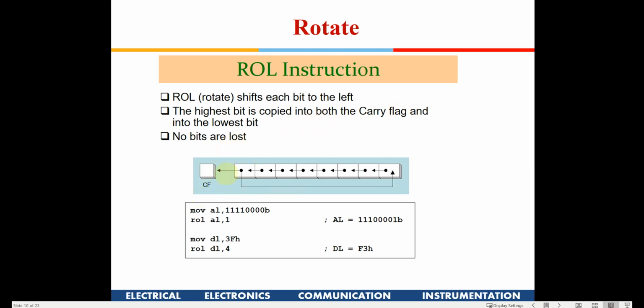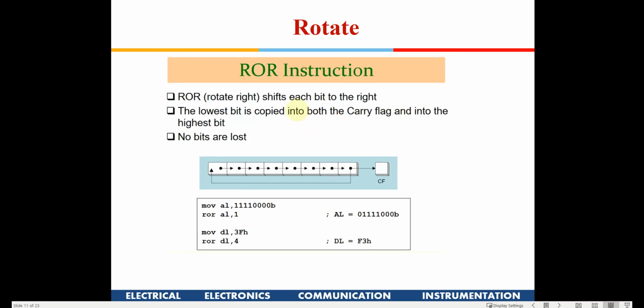So this is what happens on a rotate instruction, rotate left, and this is rotate right, in which everything moves towards the right and the LSB comes into the MSB, and from the LSB the data is also pushed to the carry flag. So whatever data is available here goes into two places. One goes to the carry flag and one comes to the MSB, and everything gets rotated. So this is rotate right.